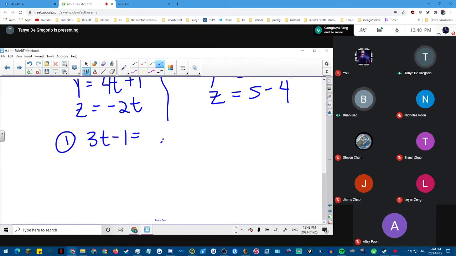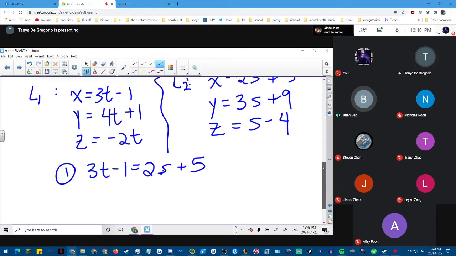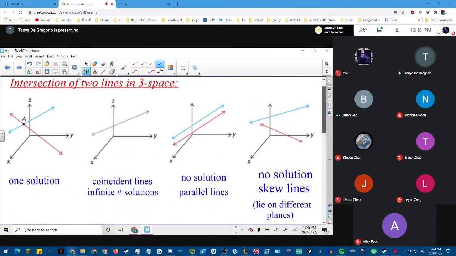We missed. Why do you not check the slope first? I'm sorry, say that again. Why do you not check the direction vector first? Because even if the direction vector is the same, I'd still have to find out if they're coincident or parallel, correct? Oh, okay. Yeah.